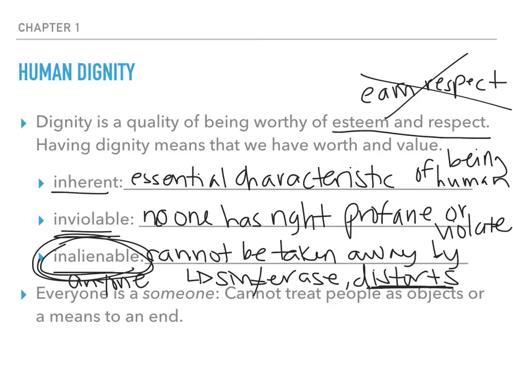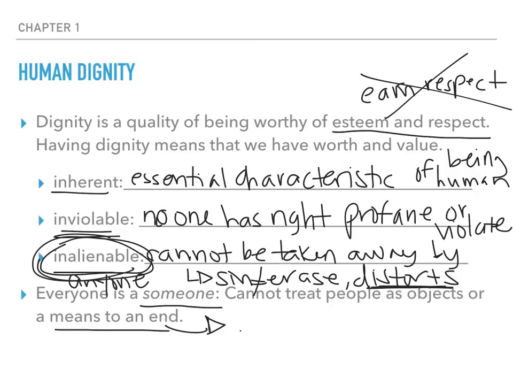Another important principle of Catholic moral teaching is that everyone is a someone. We cannot treat people as objects or a means to an end. A means to an end would be using a person as an object. For example, when we talk about why pornography is wrong, it's because we use people as a means to an end. The end is sexual gratification, and you use other people to accomplish that. So another principle to keep in mind is that we cannot use people as objects. When we do that, it violates their human dignity and is always immoral.